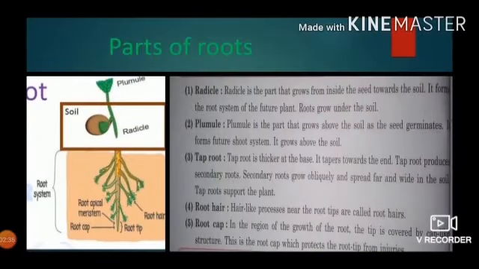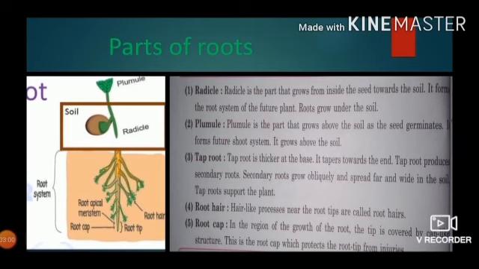Parts of root. Radicle. Radicle is a part that grows from inside the seeds. Radicle grows under the soil. Plumule is a part that grows above the soil as the seed germinates. That means radicles grow under the soil and plumule grows above the soil.